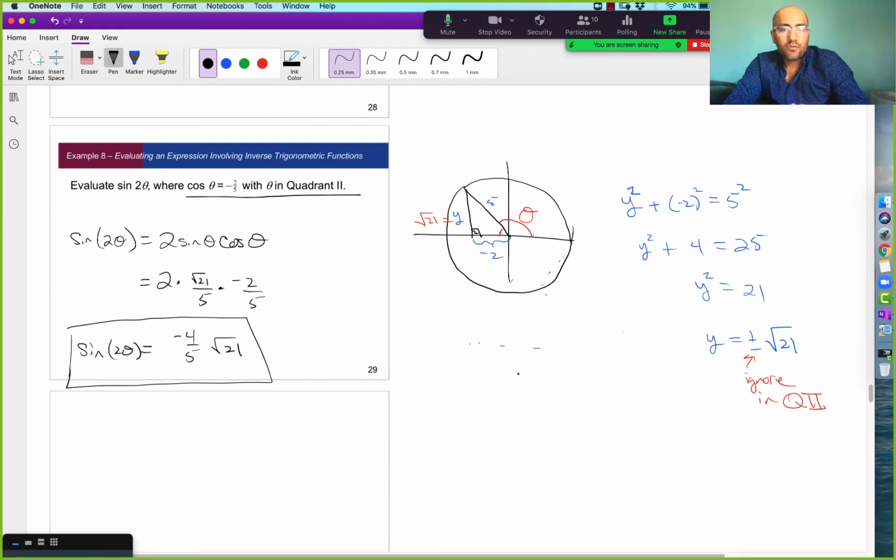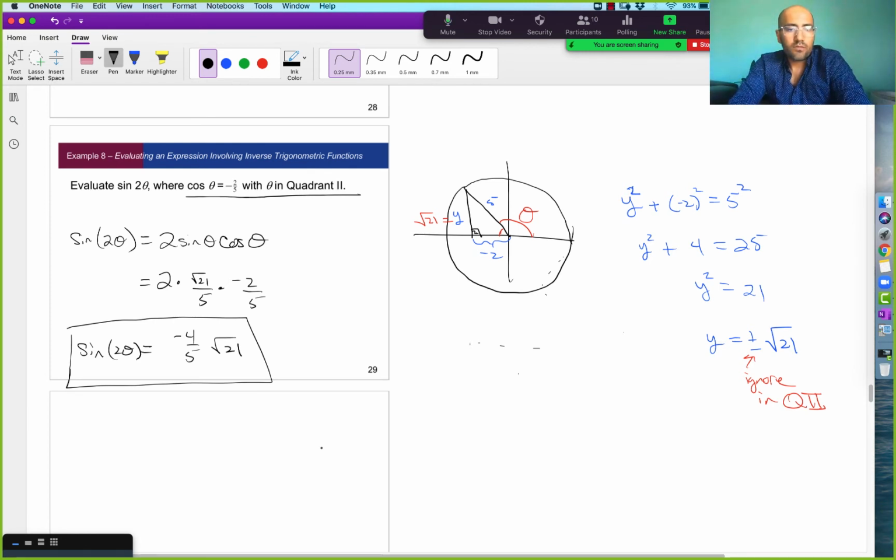So draw your angle, make sure you're in the right quadrant, make sure all the signs match up, create a triangle, find all the missing sides if possible, and then now you have a way of finding all the standard trig functions of theta.